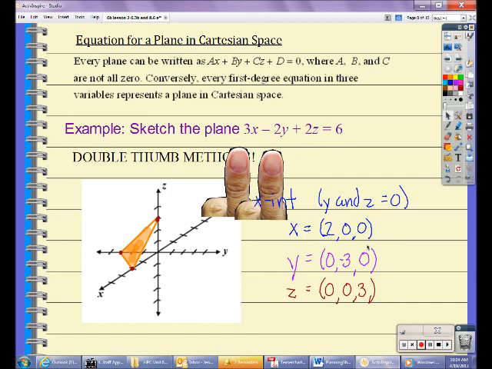In class tomorrow, we'll talk about what happens if one of these intercepts doesn't exist, in which case instead of drawing a triangle, you sometimes have to draw a parallelogram if one of these doesn't exist. You'll see some examples like that tomorrow.